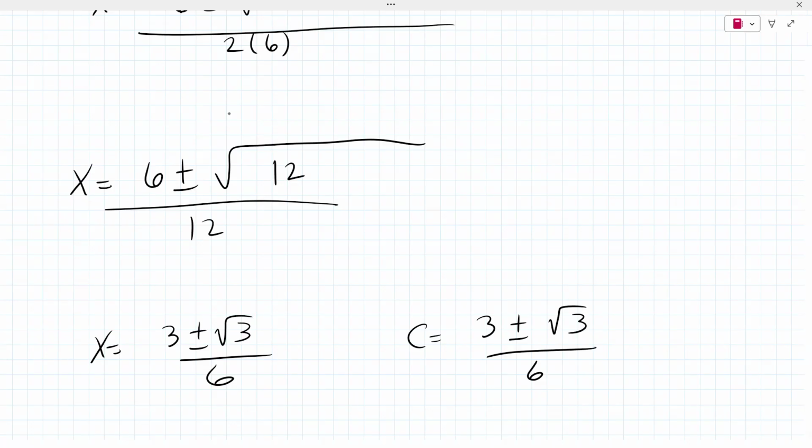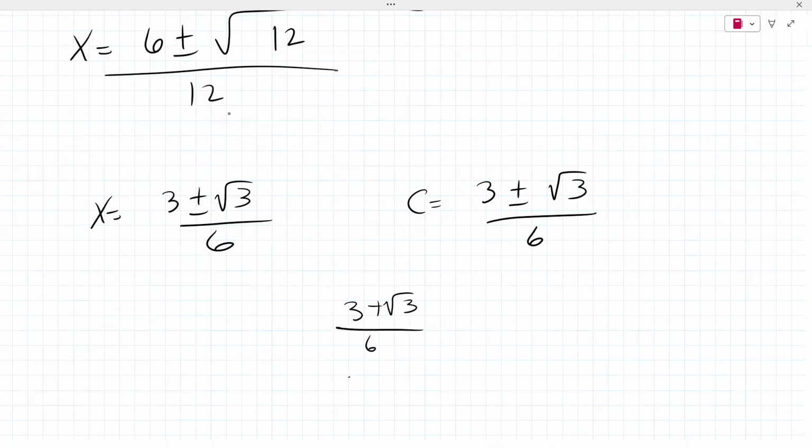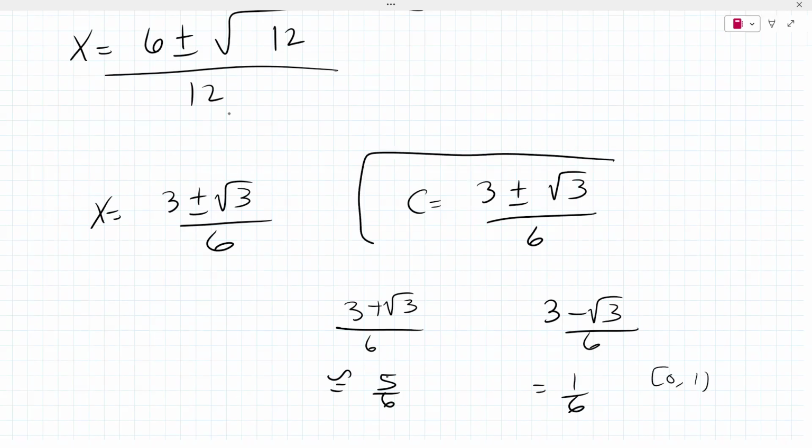Now, can we use both values? I think so, because if you do 3 plus radical 3 over 6, that's about 5 over 6. And then 3 minus radical 3 over 6 is about 1/6. That's technically in our boundaries, right? Our boundaries from 0 to 1. So yeah, this means we have two c values, and this is our final answer.